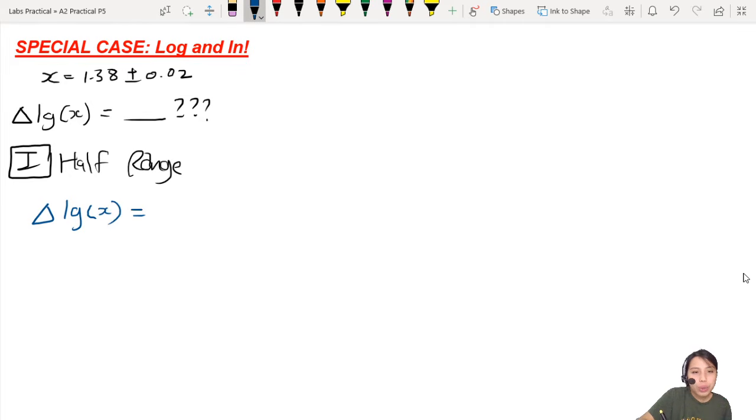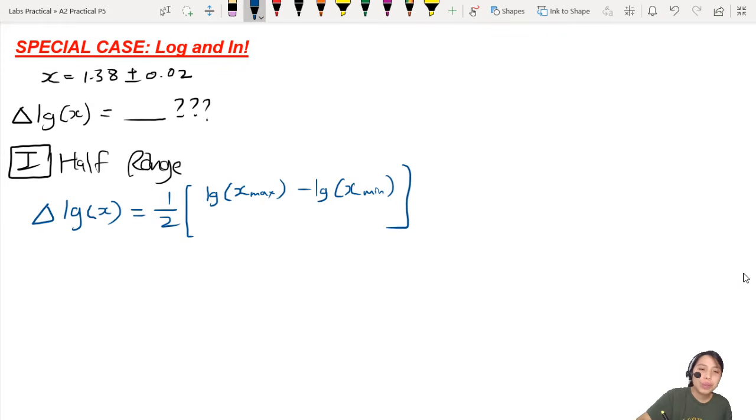This will mean you are going to do half of the range. So what's the range? Log of the biggest value of x, x maximum, minus log of the minimum value, so x minimum. No need to divide by 2. Why do I always do the divide by 2? Nonsense. Okay.